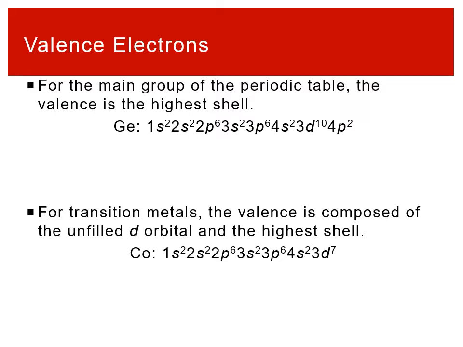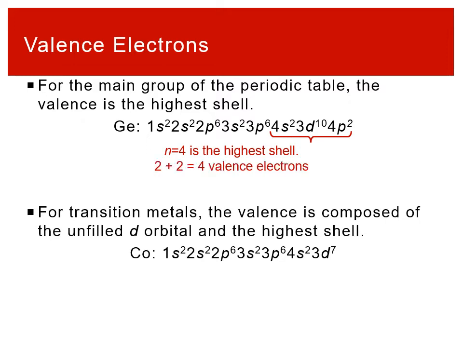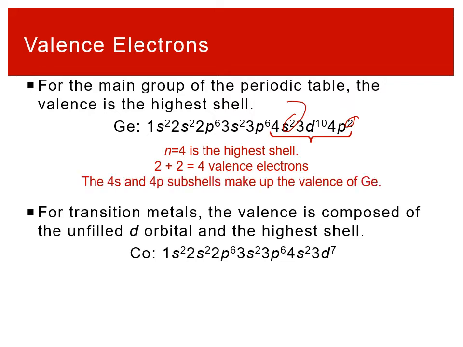Okay, so if we look at something like germanium, for example, there's a lot of electrons there, but the electrons that are furthest out have the biggest orbitals, and that corresponds to the highest shell. So in this case, n equals 4 is going to be the highest shell. There's 2 in the 4s, and 2 in the 4p. So that gives me a total of 4 valence electrons. That also means the 4s and 4p subshells are what make up the valence of germanium. So those are the furthest out subshells.